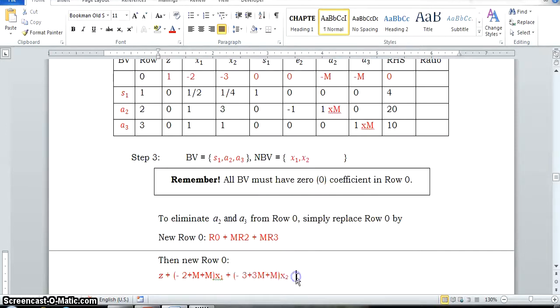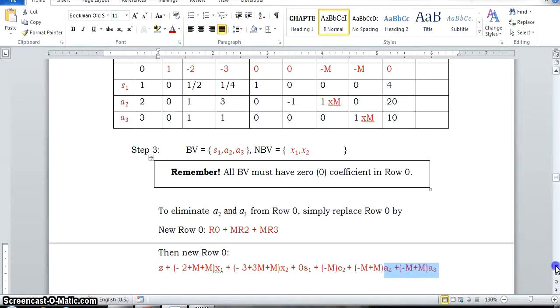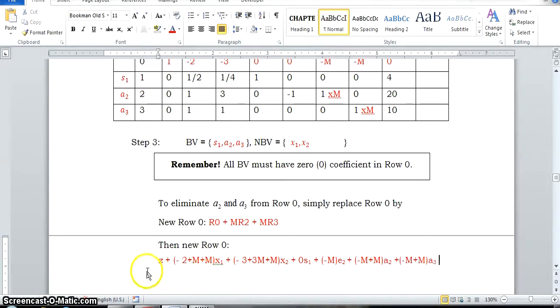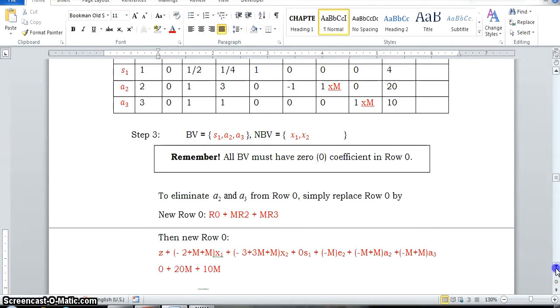For S1, we have 0 coefficient. For E2, we have 0 plus negative M. For A2, we have negative M plus M, and for A3, we have negative M plus M. For the right-hand side, we have 0 plus 20M plus 10M. Next, we simplify this equation.